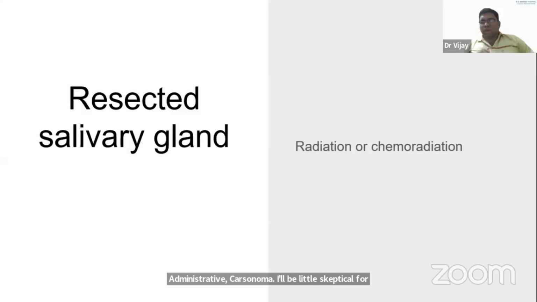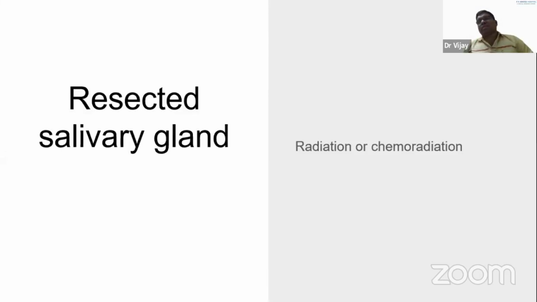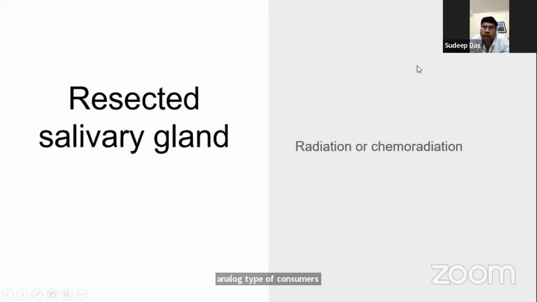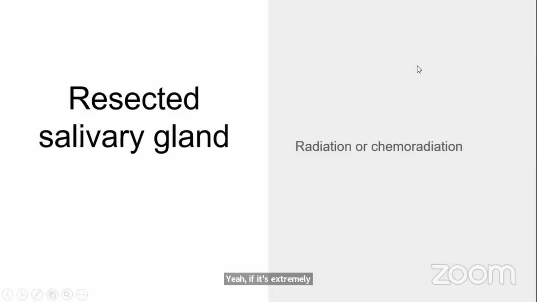Okay. So the message is that if it is low grade, if the lung nodules are small, you would still operate on this patient. Would your decision change if this was, let's say, mucoepidermoid or salivary duct carcinoma or the mammary analog secretory type of carcinomas? If it's extremely high grade with guarded prognosis and limited life expectancy, I may not be very inclined towards surgery. Okay.